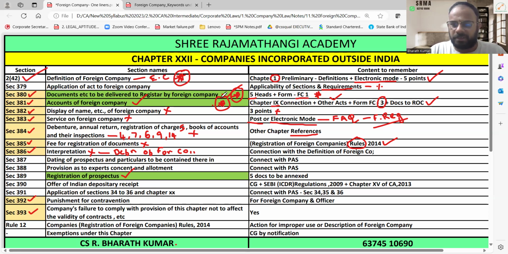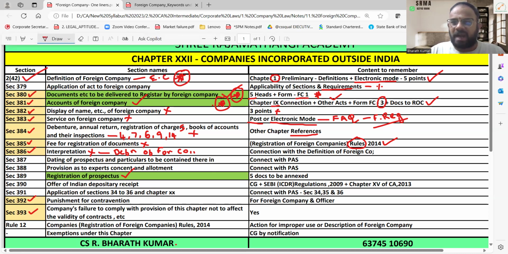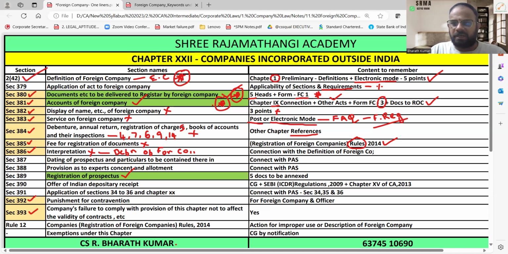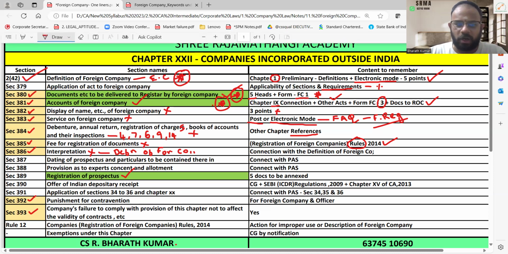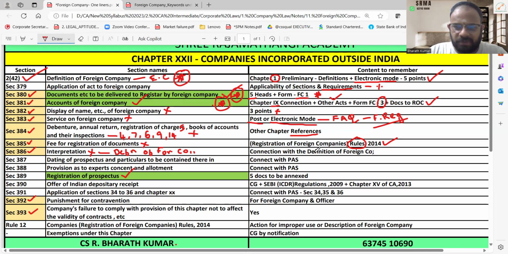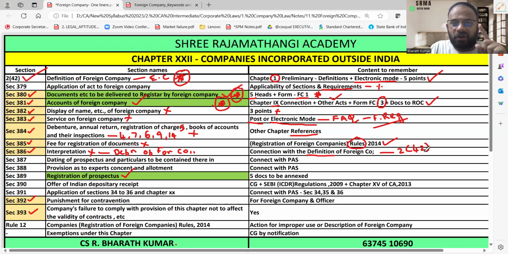It's a very small chapter, guys. You should not take too much time for this. Hardly you will have to spend half an hour after my class. Otherwise, you will sit and study for more than that also. But after my class completion, because I would have given all the connections here and there, it should be very, very, very basic. Okay. So inspection also is not a big thing. See what I have told for interpretation. Connection with the definition of foreign company. If you know foreign company definition as per section 2, subsection 42, what is going to be the big deal? Nothing.